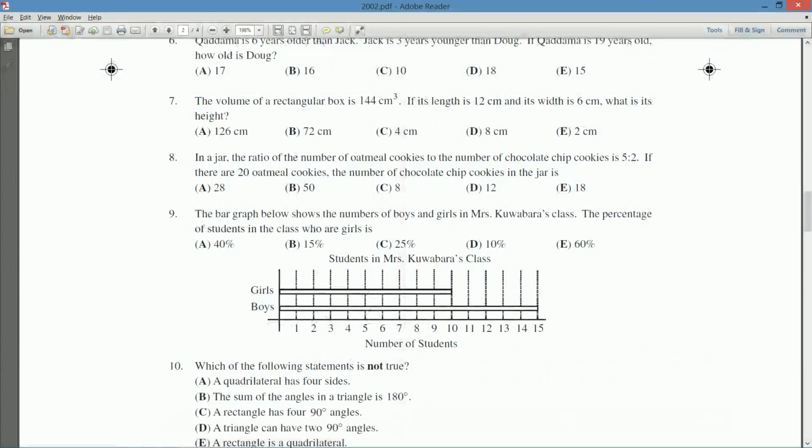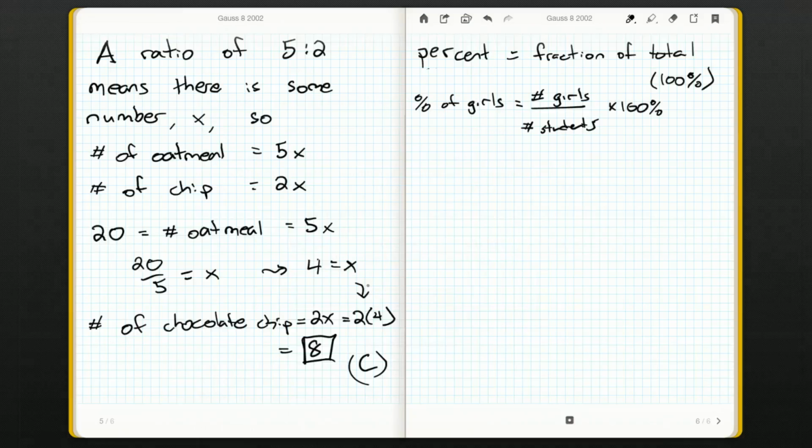Well, our bar graph should give us just enough information. So another part of this question is we need to be able to read the bar graph. Here we have girls, and their bar stretches all the way from 0 up to the 10 line. So that tells me there are 10 girls in this class. So I can add in this information: 10 girls in total.